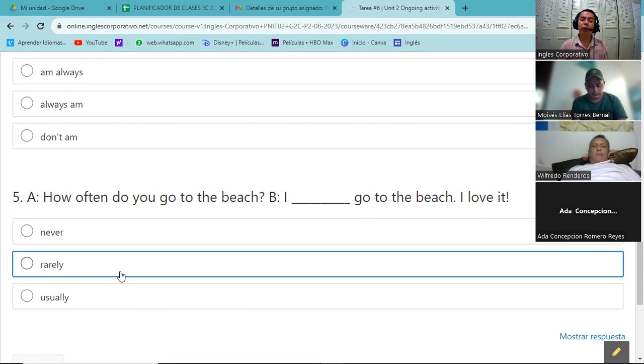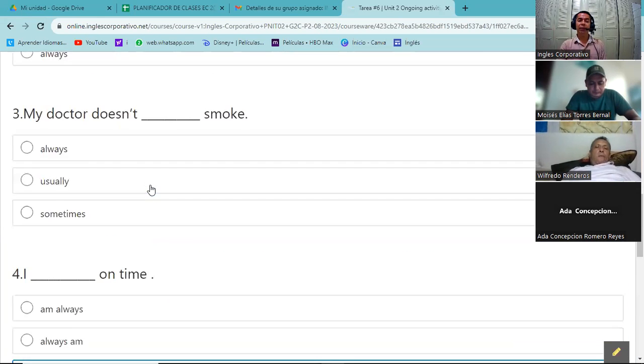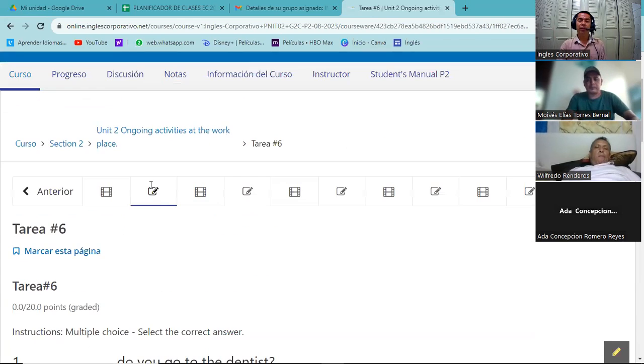How often do you go to the beach? I never go to the beach. I rarely go to the beach. Or I usually go to the beach. And then it says, I love it. Adoro ir a la playa, right? So according to the logic, never, rarely, or usually. You take the decision, right? Send, and that's it. Lo envían y ya está, okay? Questions?